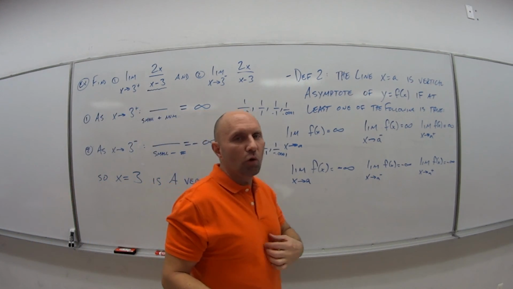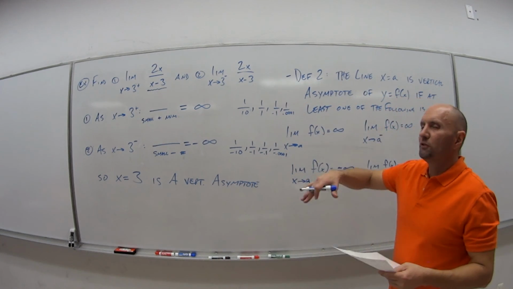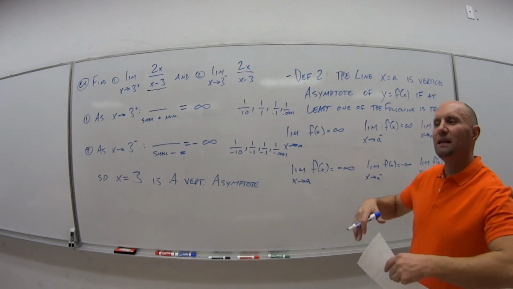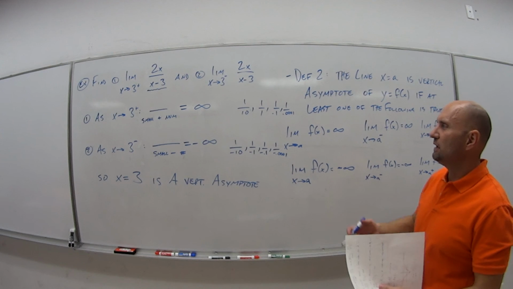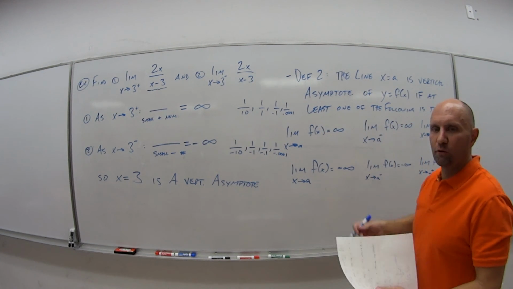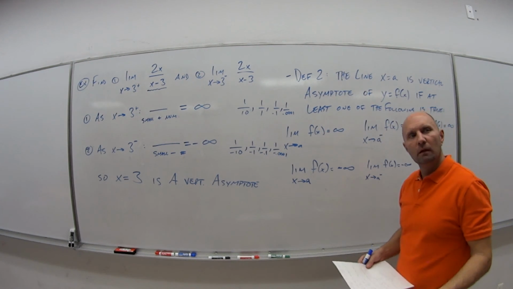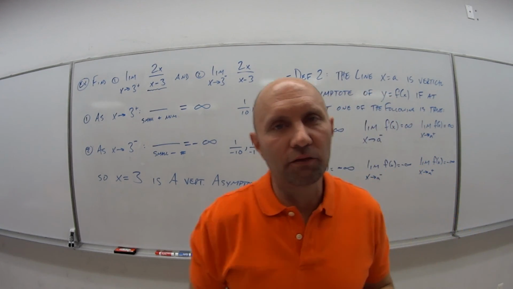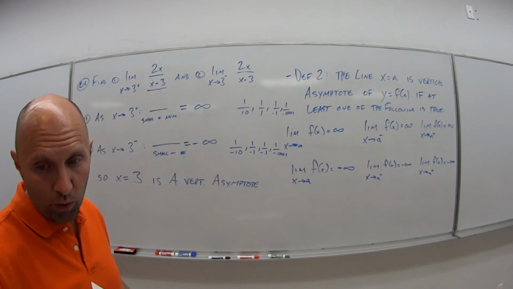So that's the end of video 1. The idea that our limits are going to positive or negative infinity, and what does it mean in the grand scheme? It means that there is a vertical asymptote at that point. So come on back, we'll look at video 2 for section 1.6.